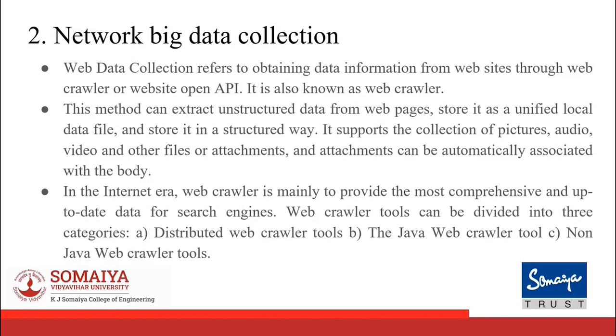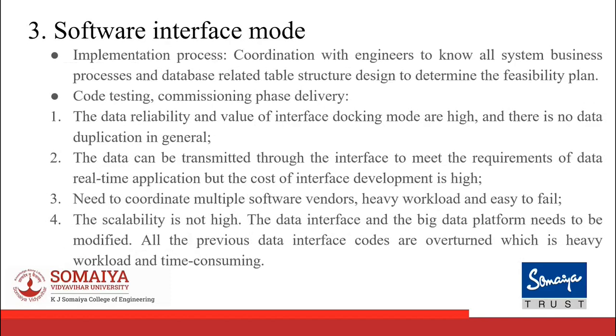Software interface mode. This process is used to coordinate all system business processes and database related table structure design to determine the feasibility plan. For code testing, there are four different phases. First, the data reliability and value of interface docking mode, as there is no data duplication in general. Second, the data can be transmitted to the interface to meet the requirements of real-time application, but the cost of interface development is high. Third, need to coordinate multiple software vendors. This has heavy workload and is easy to fail. Fourth, the scalability is not high. The data interface and the big data platform need to be modified.